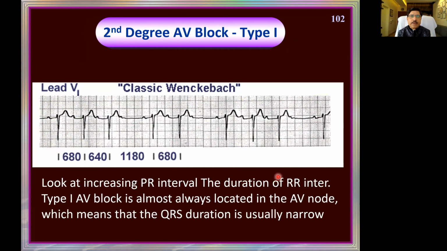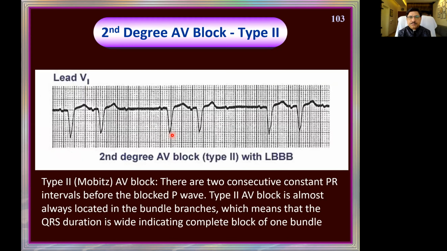This is the classical Wenckebach ECG, because we see this 1180 is less than the combination of the two, and the 680 is more than the 640, and the PR interval is progressively lengthening until there is a dropped beat. And the QRS is narrow. That means my block is at the level of the AV node.